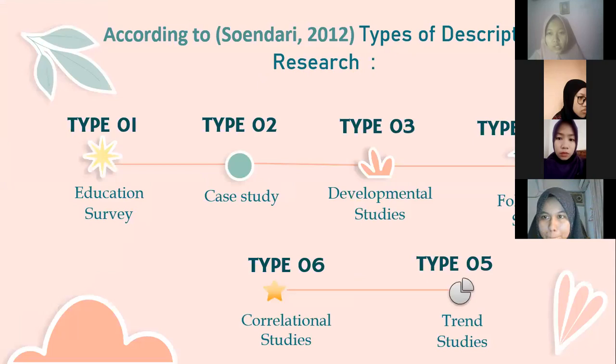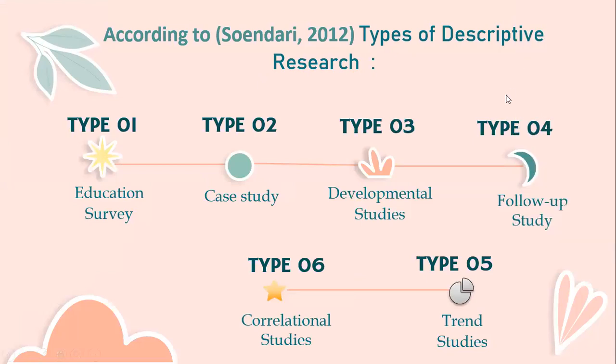According to Sundari 2012, there are 6 types of descriptive research. First is education survey, then case study, and the next developmental studies. Next is follow-up study and trend studies, and the last is correlational studies.